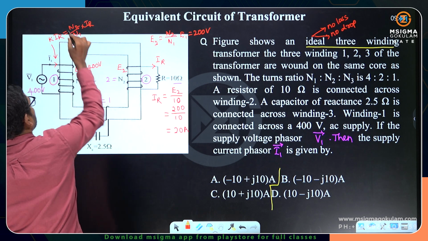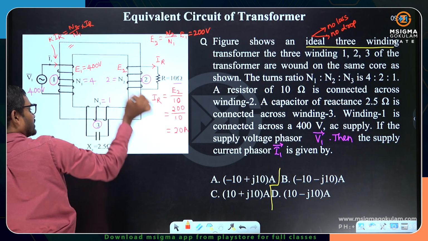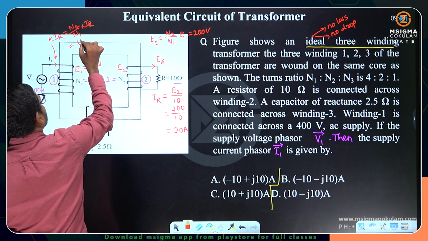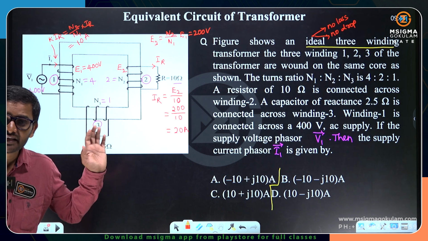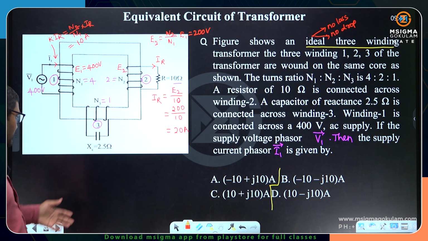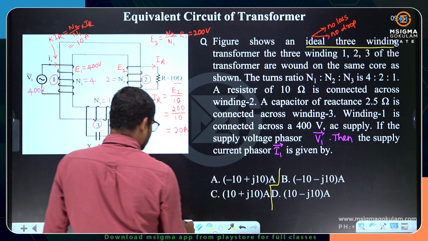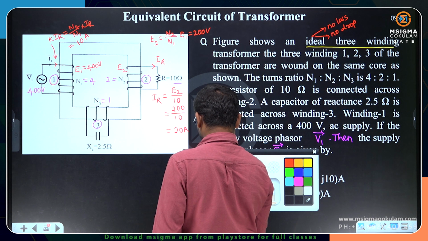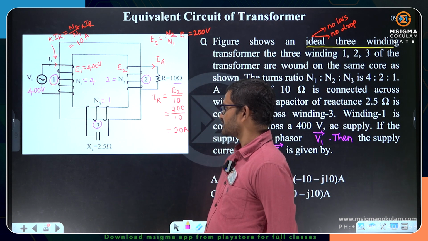IR is 20. So 2 by 4 is 1 by 2. 1 by 2 into 20, I am going to get 10 amperes. On the primary side, it is 10 amperes due to the resistive nature of the load. Now, similarly, let us calculate the capacitive nature current.